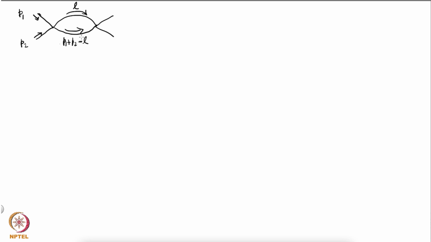So if you take it backwards, it will be in this direction minus P1 minus P2 plus L, and this will be minus L, so that at this vertex the sum of all momenta entering is equal to 0.